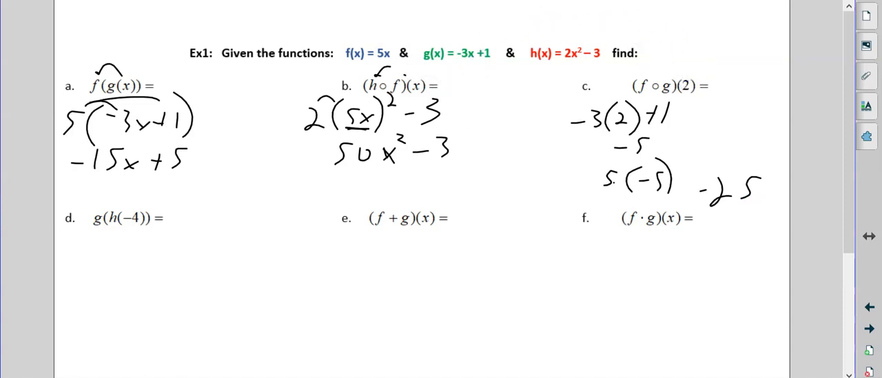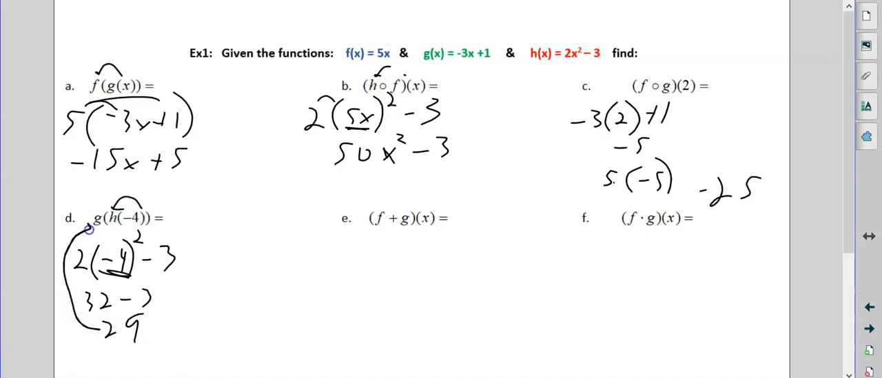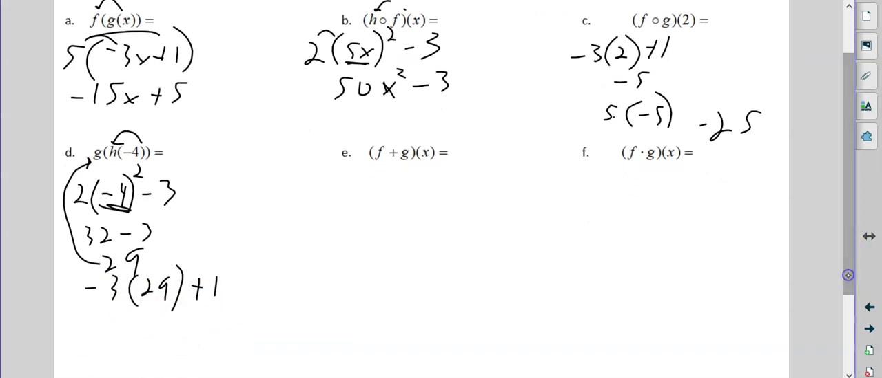Okay, next one. We're going to plug negative 4 into h. So 2, negative 4 replaces the x, squared minus 3. Remember, this number squared is a positive. 16 times 2 is 32, minus 3 is 29. And that 29 is going to get plugged into g. So negative 3, take out the x, put in 29, plus 1. So 29 times negative 3 is negative 87, plus 1 is negative 86.